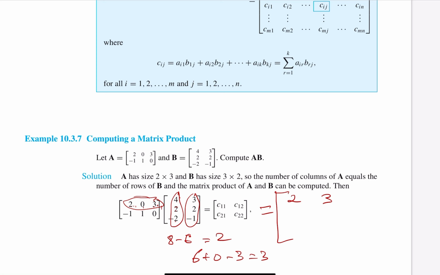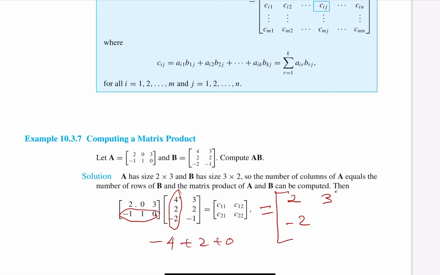The next one, do the same tactic. Take this one times that vector. Remember, it's a dot product. It's -4 plus 2 plus 0. And you will have a -2. Okay? The next one, do the same thing. This one times that vector. And you have the dot product, -3, plus 2, plus 0, and you have -1. This is exactly what you get.